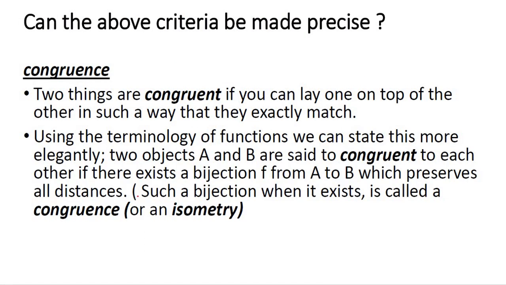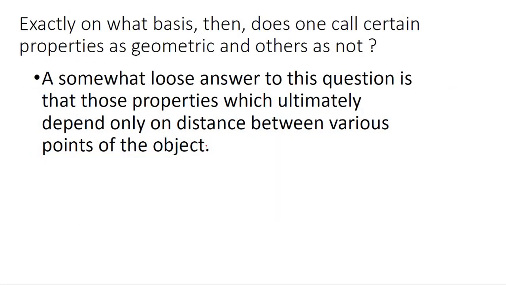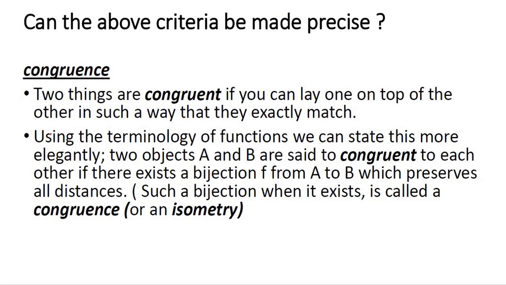So can the above criteria be made precise? We said it depends only on the distance between various points of the objects. Can this criteria be made more precise? Two things are congruent if you can lay one on top of the other in such a way that they exactly match. So when you're using the terminology of function, we can state that two objects A and B are said to be congruent to each other if there exists a bijection from A to B which preserves all distance. Such a bijection, when it exists, is called a congruence, or it is also known as an isometry.